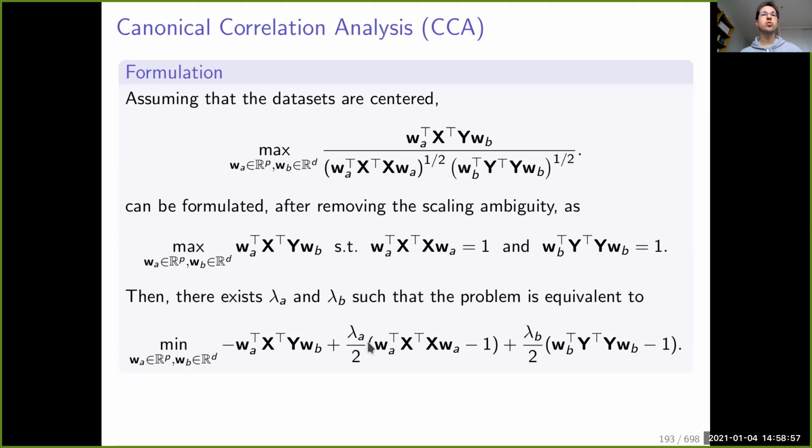The factor 2 is here only to simplify the interpretation of lambda A and lambda B, but it doesn't change anything. Because if there exists a lambda A and lambda B such that this provides the same solution as the original problem, you can simply call lambda A over 2 lambda prime A, and lambda B over 2 lambda prime B. So without changing the solution, I can assume I have this factor 2.